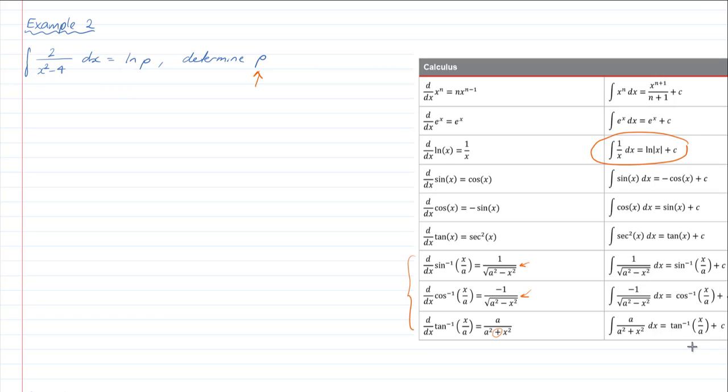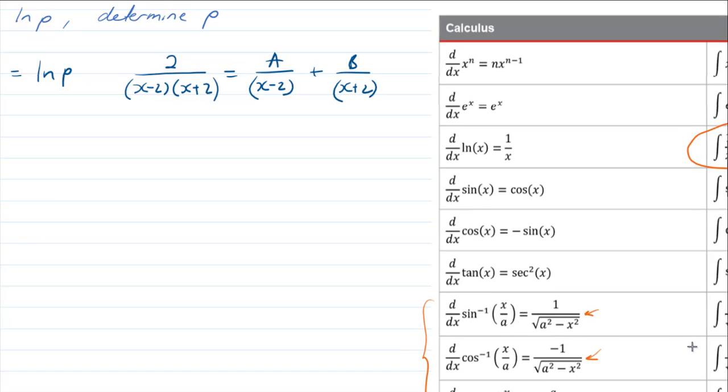So I'm going to write this down as, I'll just rub these arrows out, the integral of 2 over x minus 2, x plus 2 dx. That's what we're trying to solve. And I want to get it as a single log. So I'll write this next step as log p, but then I'm going to go a little bit off kilter. So over here on the edge, I'm going to write, well, 2 over x minus 2, x plus 2 is equal to A over x minus 2 plus B over x plus 2. There's our partial fractions work.